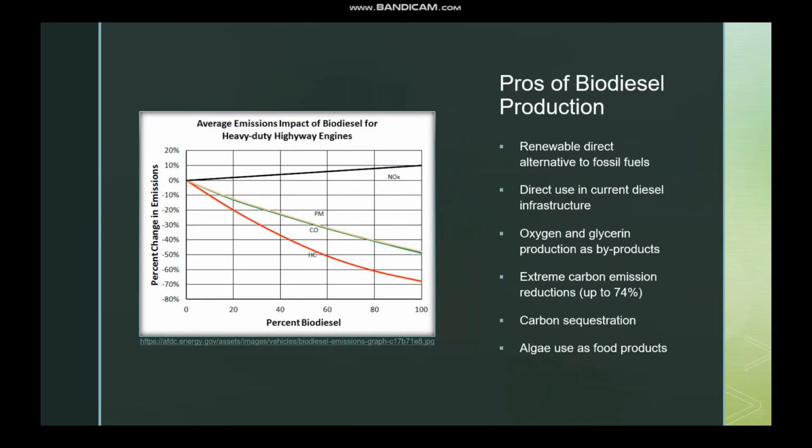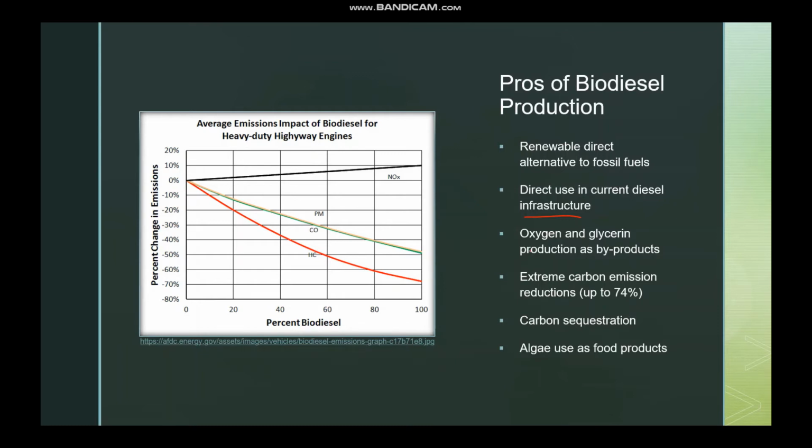So the pros of biodiesel production. A large one is that it's a direct alternative to fossil fuels. It can be currently used in infrastructure. So all current diesel engines can use biodiesel directly without any sort of implementation or anything else. You can directly put biodiesel into a diesel engine, and it can run off of biodiesel.